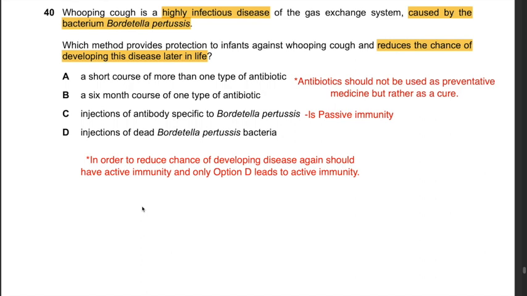D. Injections of dead bacteria. Yes, because when you inject dead bacteria, it leads to an immune response. An immune response causes memory cells to be produced and therefore active immunity. And when active immunity is produced, that reduces the chance of developing the disease later in life. Therefore, the answer is D.